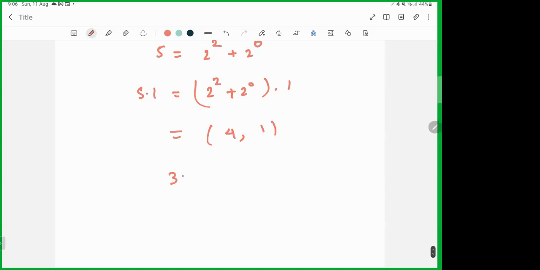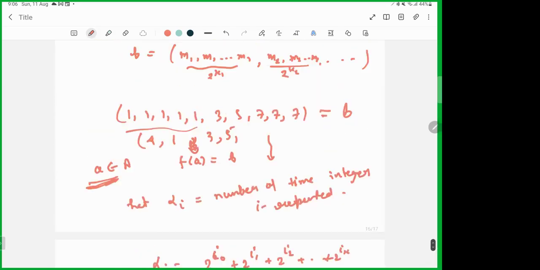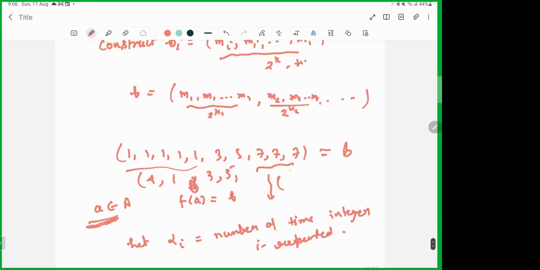So 7 is appearing 3 times, so I take 2 to the power 1 plus 2 to the power 0. So 3 times 7 is 2 to the power 1 times 7 plus 2 to the power 0 times 7. This will break as a class of 14 and a class of 7. So this goes to 4, 1, 3, 5, 14, 7. So yes, this idea will work.